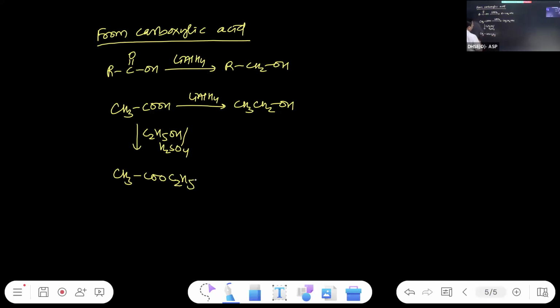The ester that forms can undergo catalytic hydrogenation to form two molecules of ethanol. That undergoes catalytic hydrogenation to form two molecules of ethanol. One molecule of ethanol stays as it is, but the carboxylic acid is converted to ethanol. So this is the cheaper way of converting or preparing primary alcohol starting from the carboxylic acid.